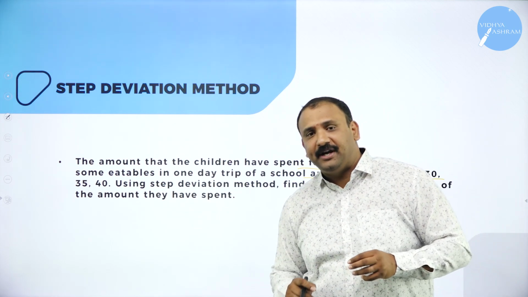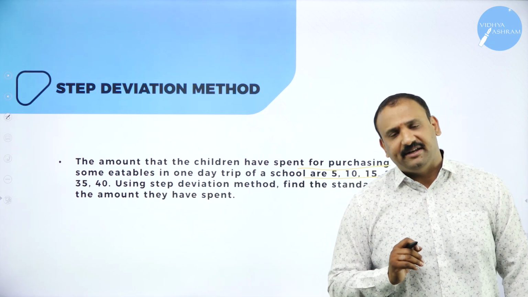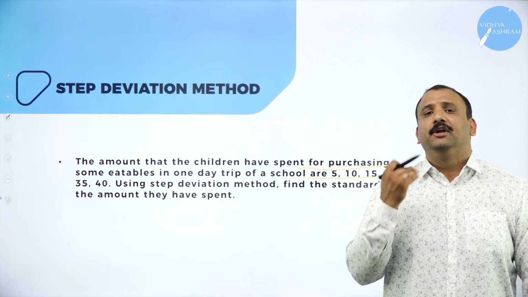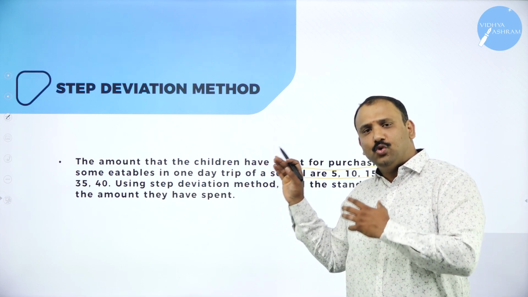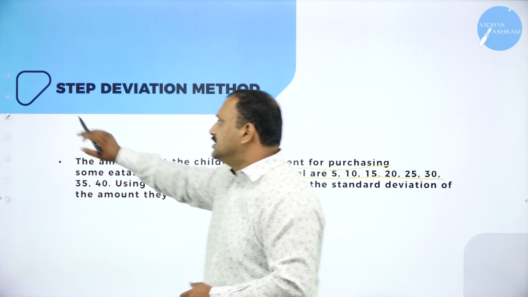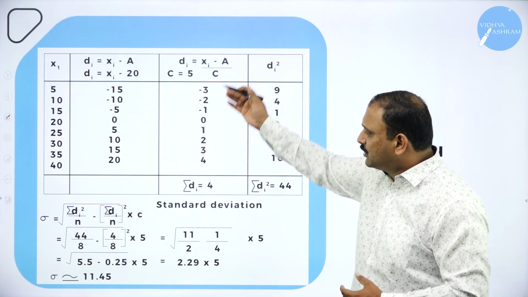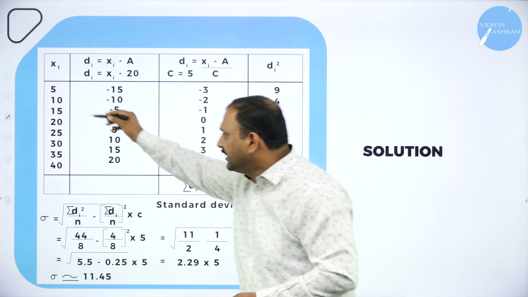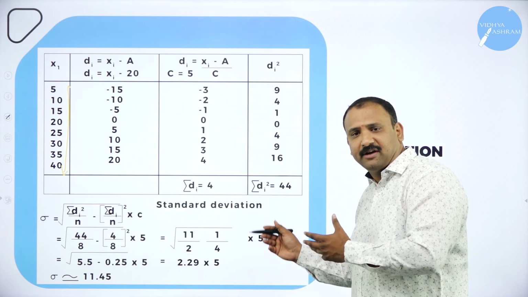Now let me just remind you, there are different methods in which you can find out the standard deviation. You can use a direct method, you can use an assumed mean method, you can also use a step deviation method. So this is where you are using the step deviation method to find out the answer. So what is going to be the answer here? This is what it is going to look like. Now let's look into the column there. You have the factors taken here in the first column: 5, 10, 15, 20, 25, 30, 35, 40.